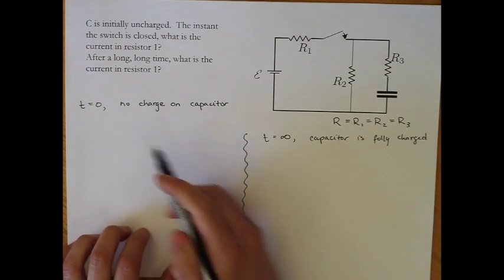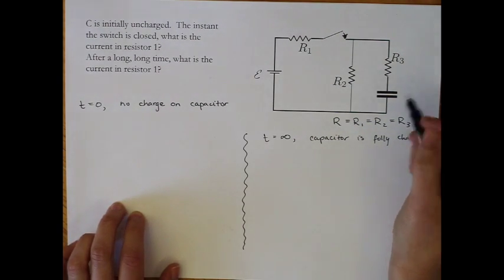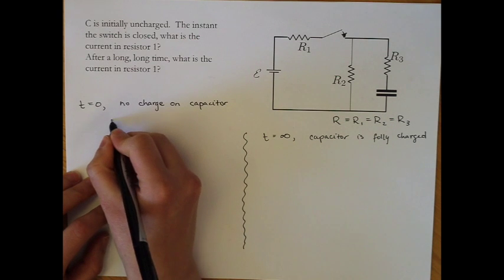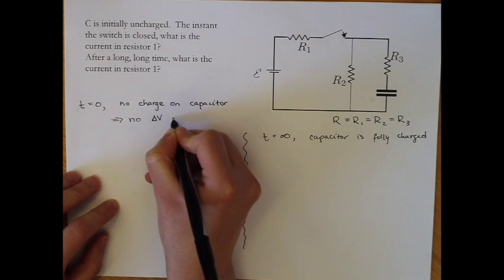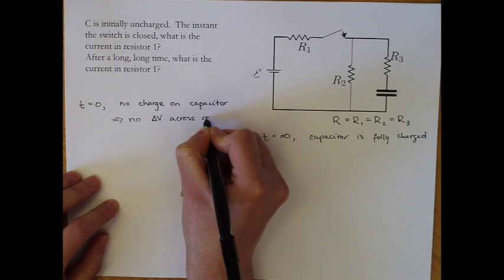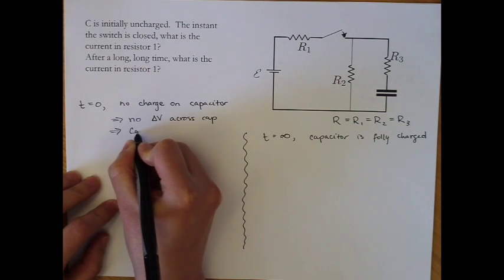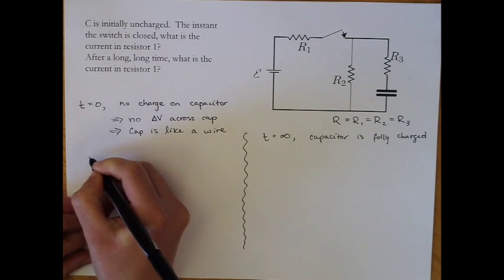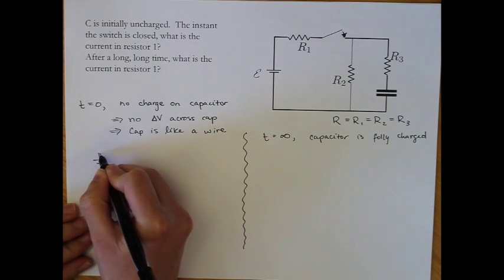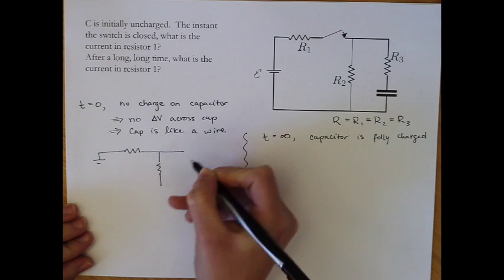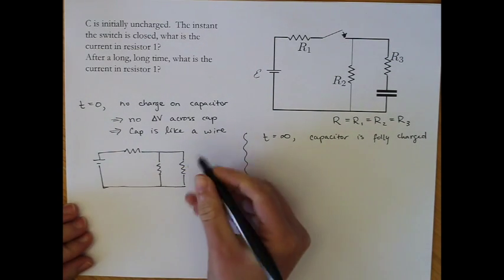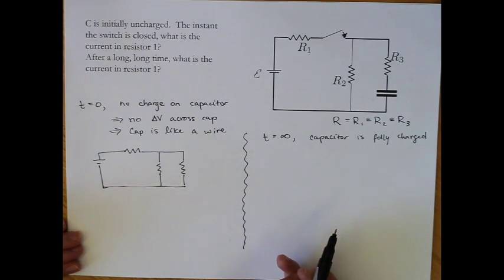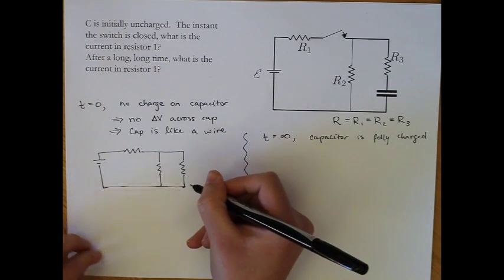So let's start with t equals 0. At t equals 0, there's no charge on the capacitor. If there's no charge on the capacitor, then there's no voltage drop across the capacitor, which means that the capacitor is like a wire. So at t equals 0, the circuit actually looks like this. I'm not drawing a capacitor here because if there's no charge on it, there's no voltage drop across it. So it's just like an equipotential.